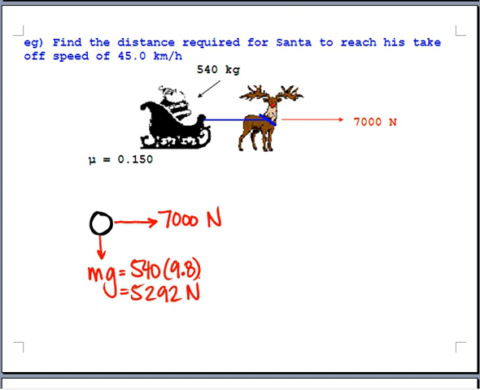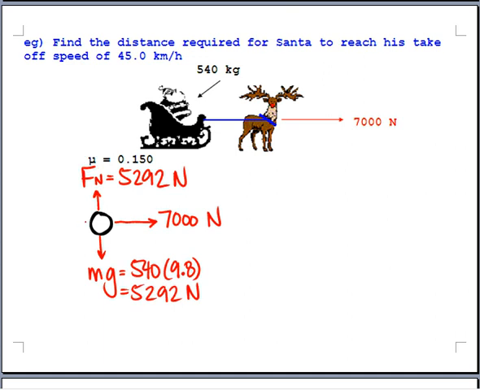Now let's assume maybe he's up on the roof of somebody's house. That means the roof is holding him up. He's not sinking into the center of the earth. And that upward force, the surface holding him, is the normal force. Now we know that the normal force is equal to the force of gravity because he's not accelerating up or down. So that's also 5292 N for newtons. And then you can see that they've given us this coefficient of friction here. That means we will have to account for friction in this question.